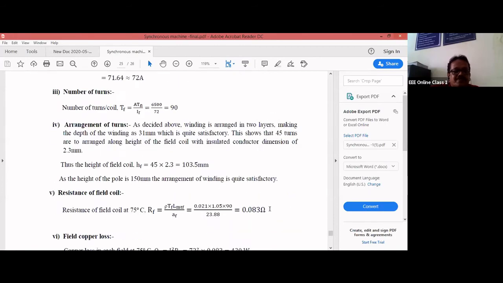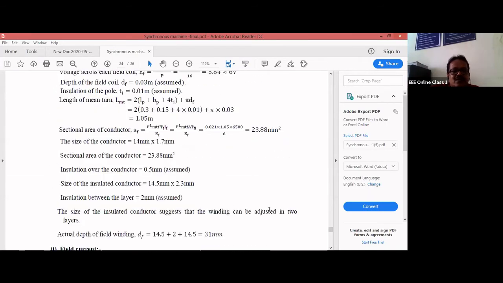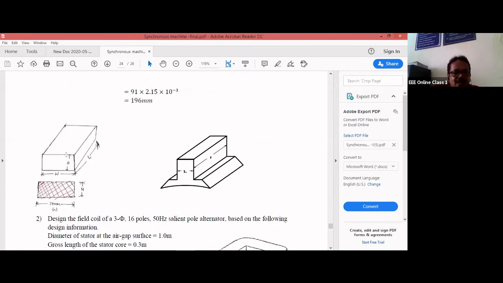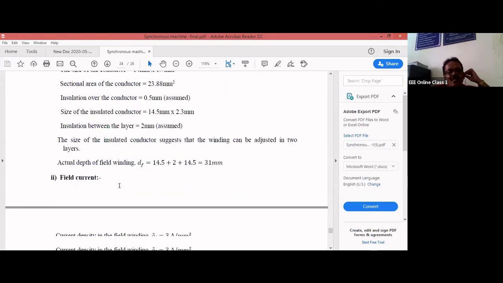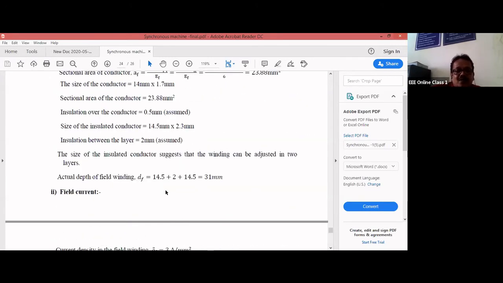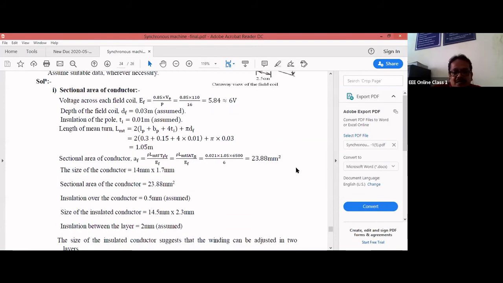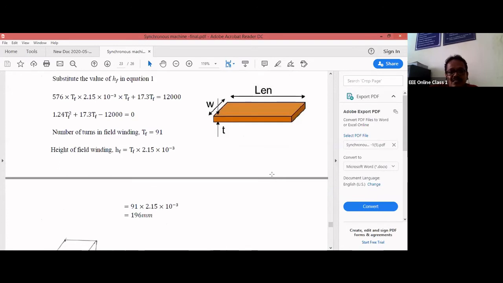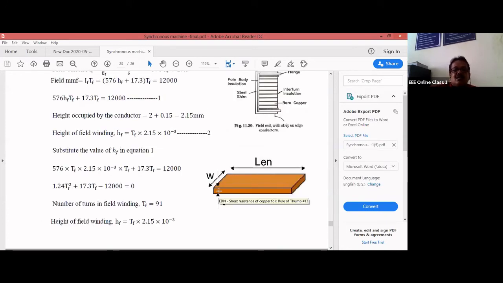This cross section area will be 23.88 mm square. Okay, this is a cross section. Normally, if you take a bare copper strip, it will be of standard size. For all cross section areas, you will not get it. This copper strip is used for larger rating machines. There will be standard sizes. For all sizes, you will not get it.